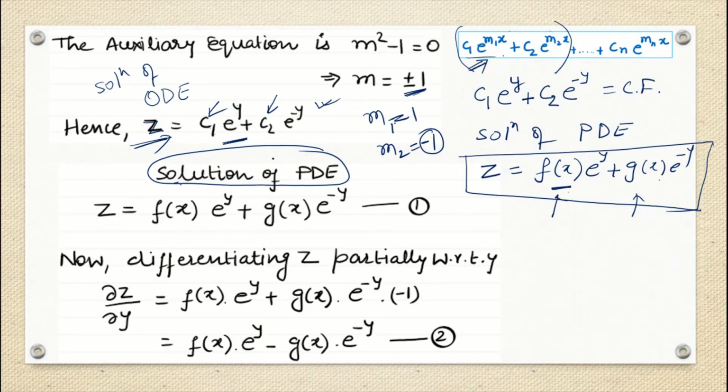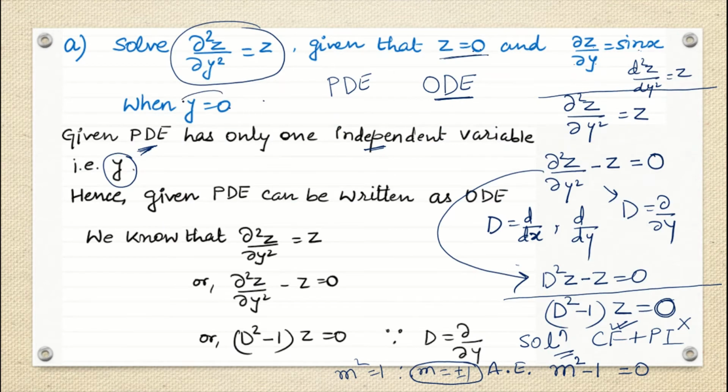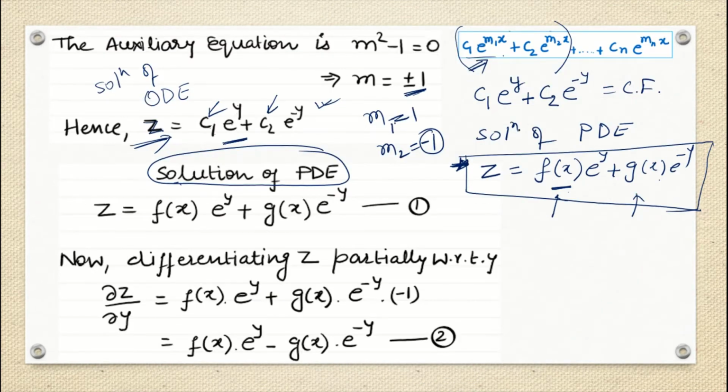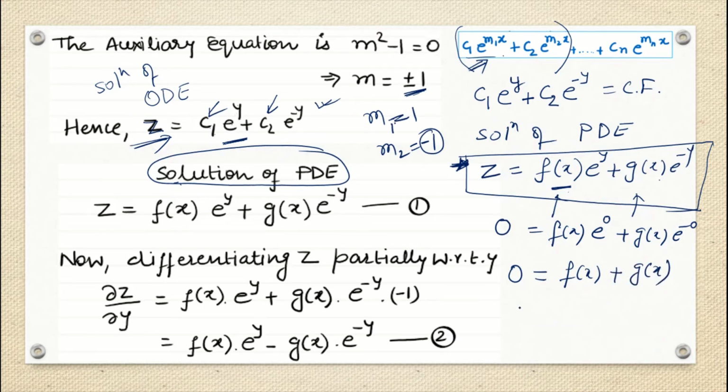So the very first thing is, since I have this solution of the PDE, the first condition I can apply: when y is 0, z is 0. So z is 0, and this is my f(x) e^0 plus g(x) e^(-0). That means 0 equals f(x) e^0 plus g(x) e^(-0); both will be 1, since anything with power 0 is nothing but 1. So f(x) plus g(x) is 0, which means f(x) equals minus g(x), or g(x) equals minus f(x).